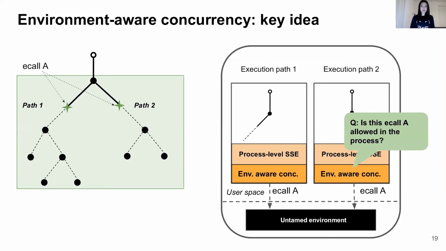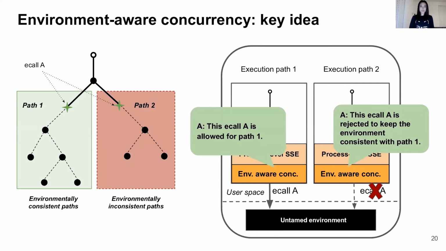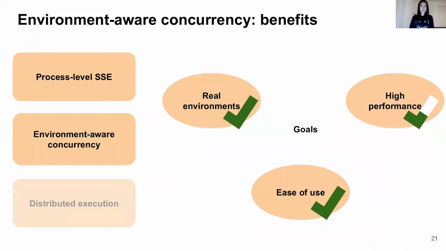To solve the problem, we added a component called environment-aware concurrency. It simply answers a question: is this ioctl A allowed in the process? In this case, for path 1, the answer is this ioctl A is allowed. But for path 2, it is rejected to keep the environment consistent with path 1. This solution and process-level SSE together make using real environments realistic. It also improves performance by allowing multiple concurrent paths to finish correctly.